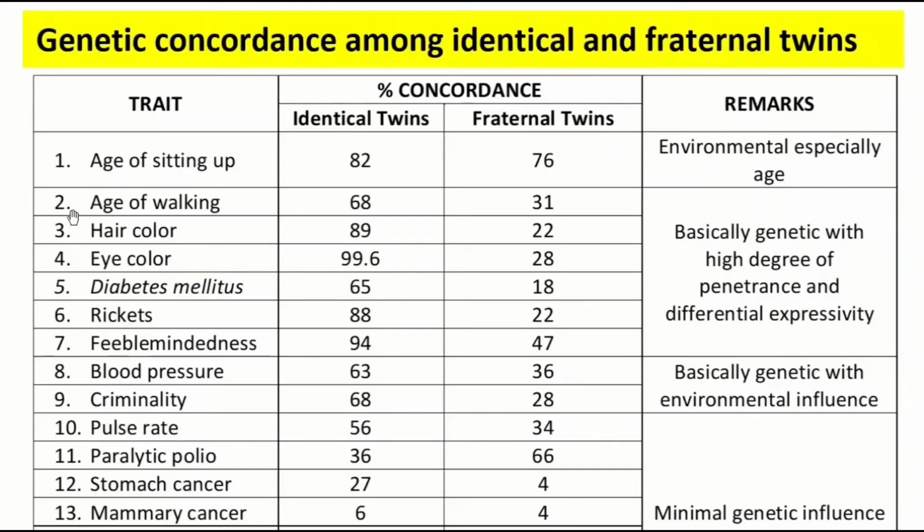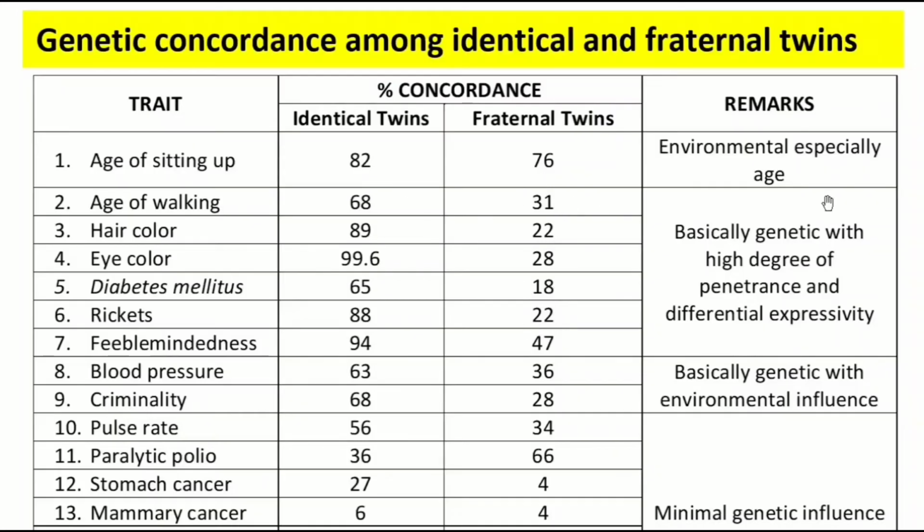Next, we have age of walking, hair color, eye color, diabetes mellitus, rickets, feeble-mindedness. If you can see, medyo malayo, no? 68 and 31, 89 and 22, 99.6 and 28, and so on. As you can see here, very high in identical twins. That means, the identical twins kasi, same yung G and same yung E. Sa fraternal twins, different G but with the same E.